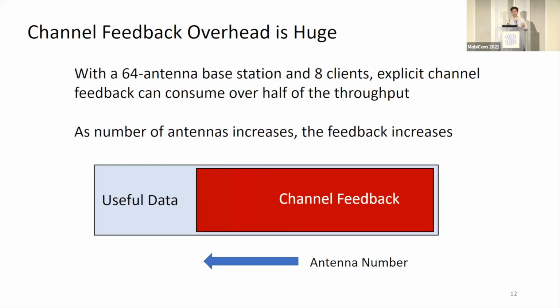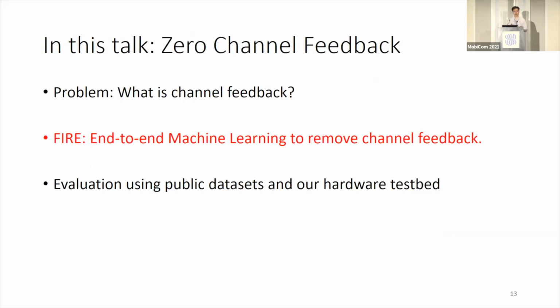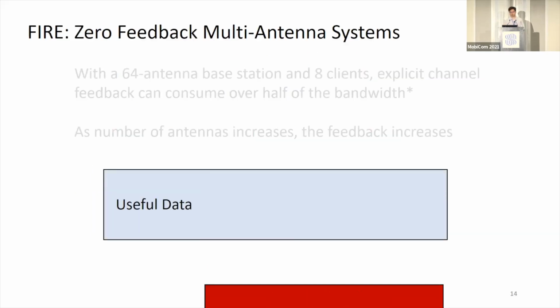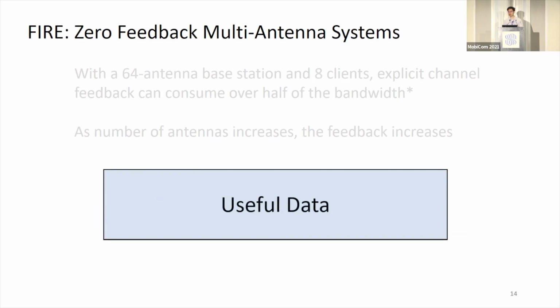So what can we do to deal with it? Today, I will talk about our work FIRE, which is an end-to-end machine learning-based technique to remove this channel feedback completely. With FIRE, the channel feedback overhead can be removed such that the whole network resources can be leveraged for useful data transmission. And thus we achieve zero feedback multi-antenna systems.